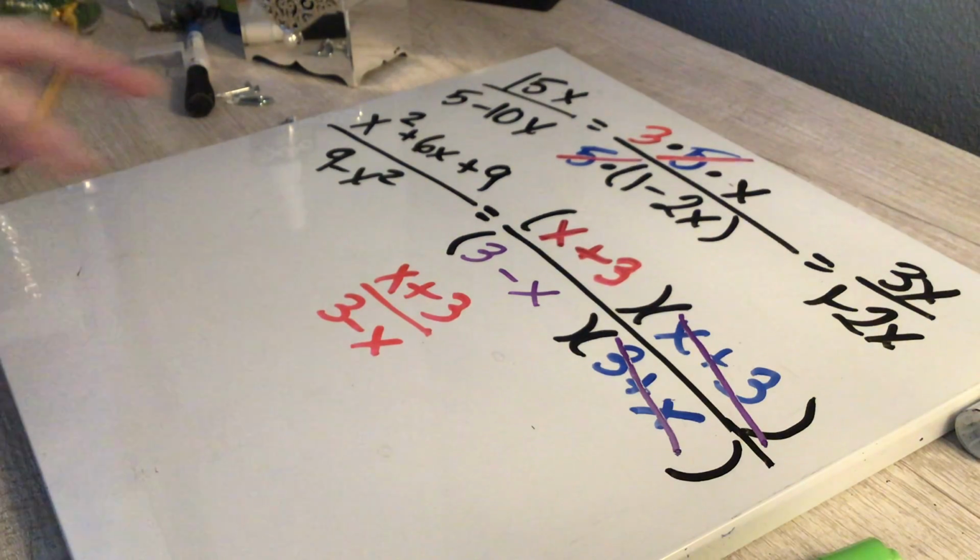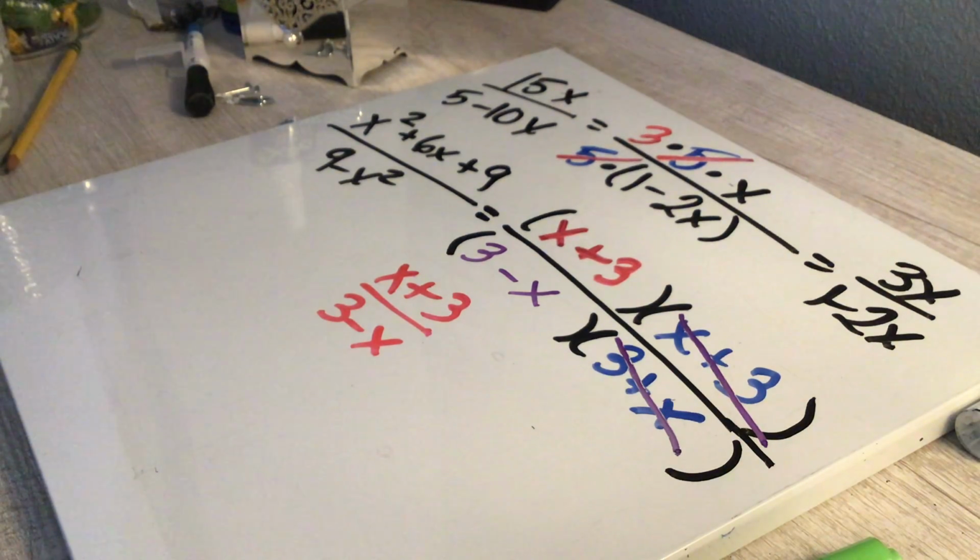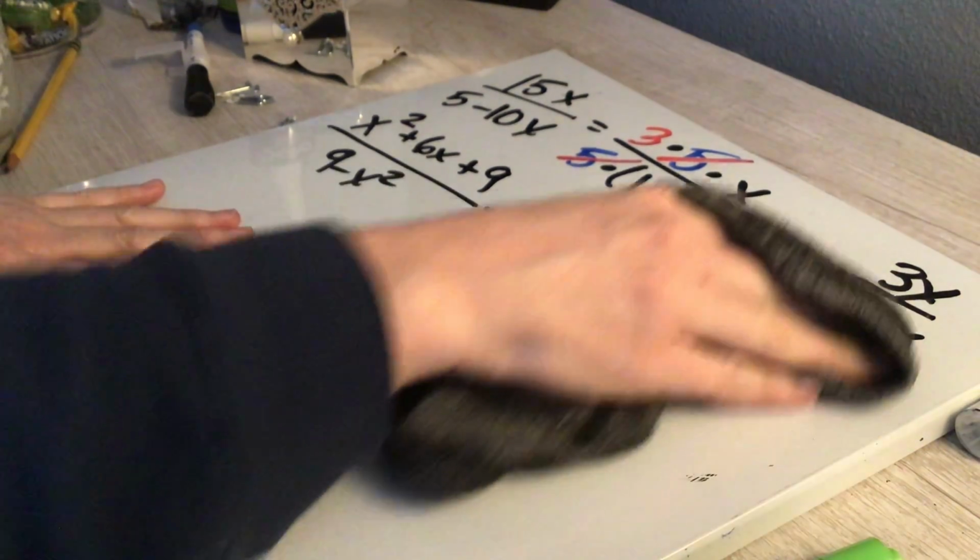And that's completely simplified. These are not the same because it's a negative x in the denominator. Okay, and it's completely simplified. Right, so factor both numerator and denominator, cancel out any common factors. All right.